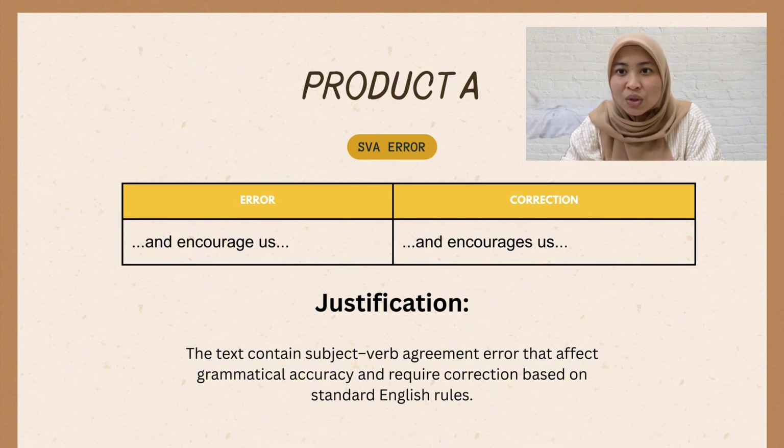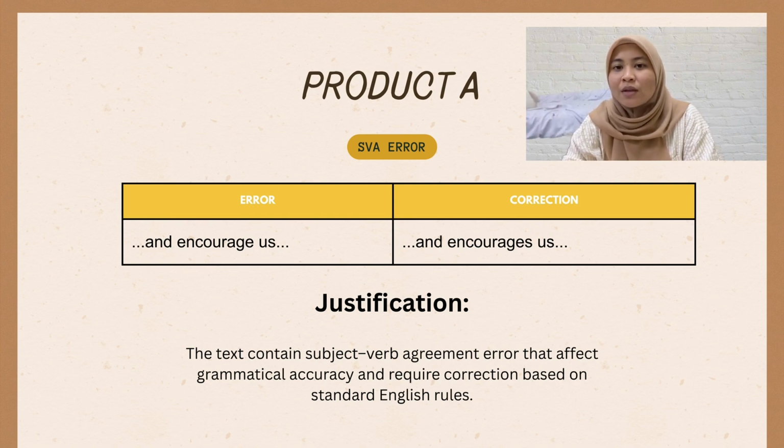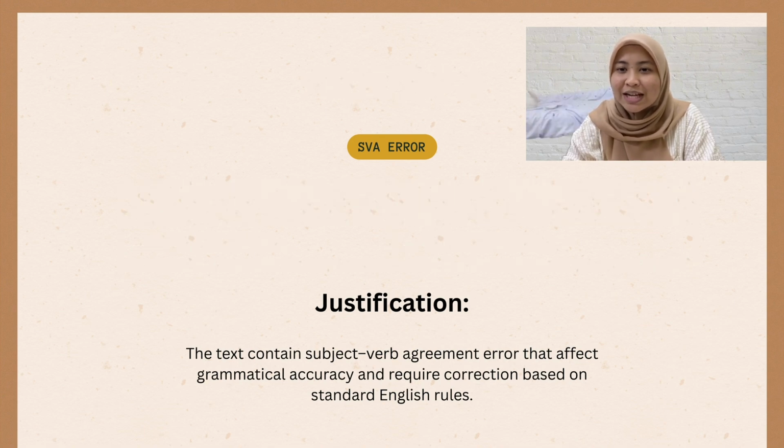For example, if we use a singular subject, we should use a verb in a singular form to make the sentence correct and follow the basic English grammar rule. We made a correction by matching the verb encourages with the subject it, because the verb agrees with the subject in number. We should use correct subject-verb agreement to maintain grammatical accuracy, and correct grammar makes the product description look more professional and reliable.